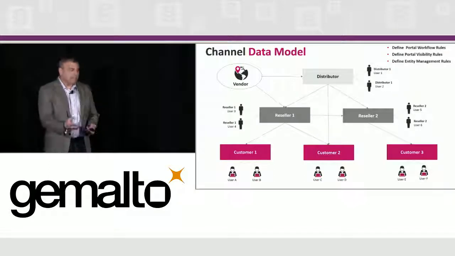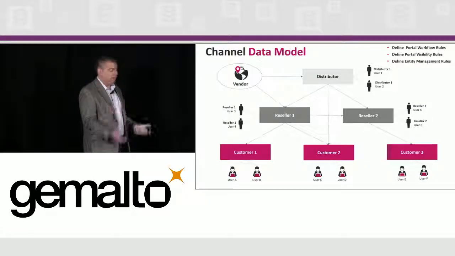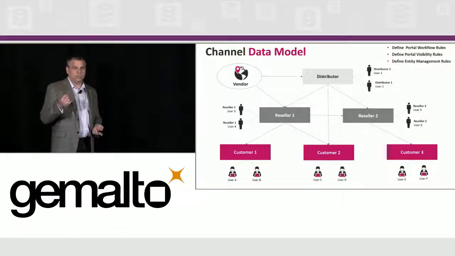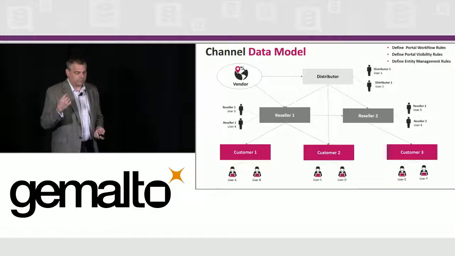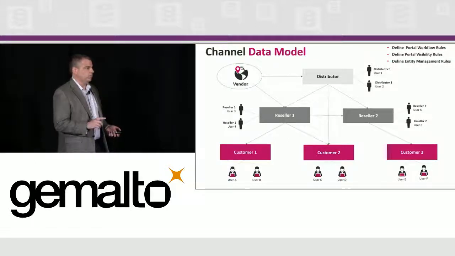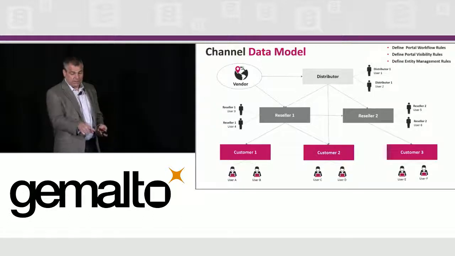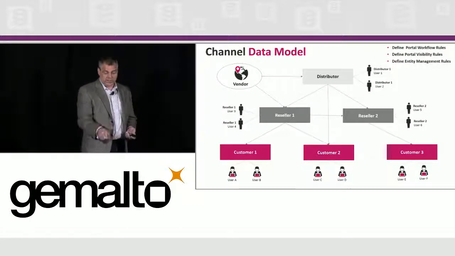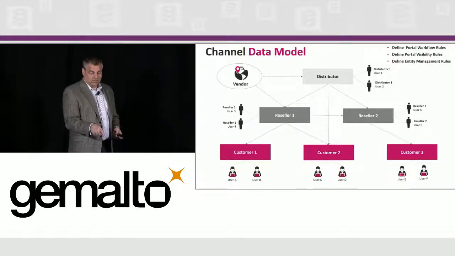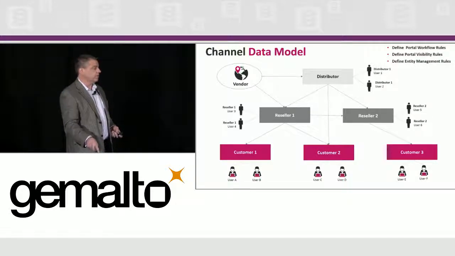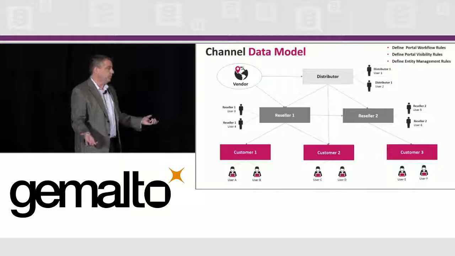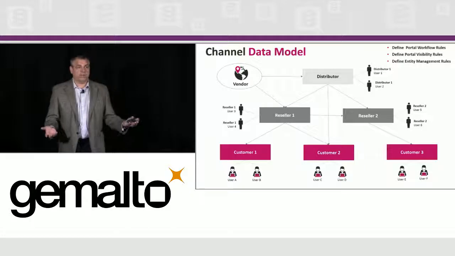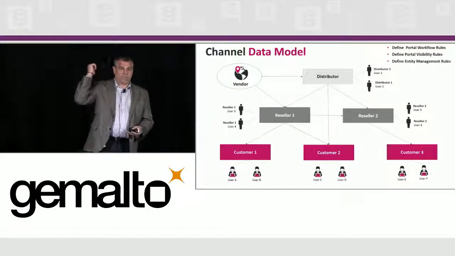So the trick in setting up a portal, and we spent a lot of time with HP on this, is trying to define and really understand the portal visibility rules. For example, the vendor sells to the distributor, who sells to the reseller, who sells to the customer. In the portal, does the distributor get to see who the customer is? Yes or no? Those are just business rules that the vendor needs to decide, working through their channel, to say, is my reseller network going to be upset if the distributors find out who their customers are?